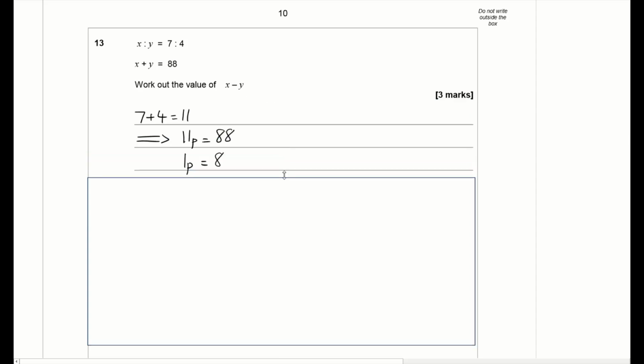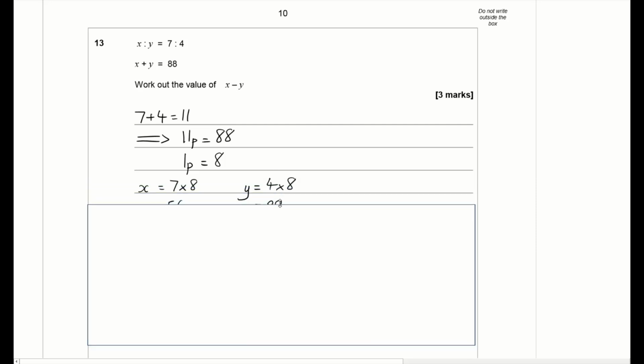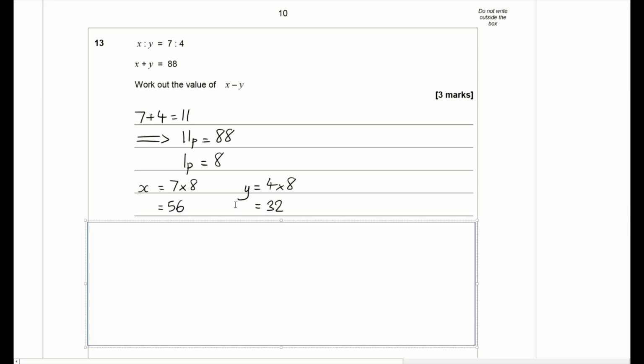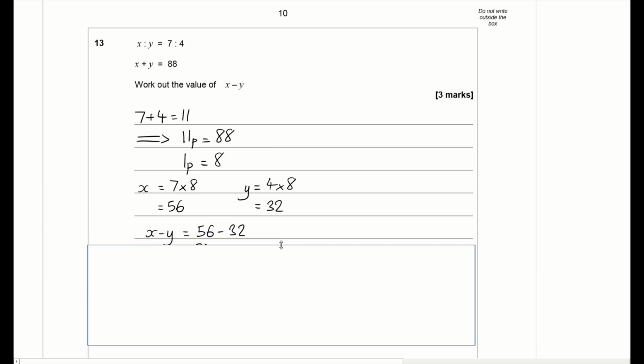Now when dividing a ratio, if you sum the parts, 7 add 4 is 11, that means 11 parts must be 88. Dividing by 11, one part will be 8. So you can now work out respectively what x and y are. We only need to work out what x minus y is, but we still need to know what x and y are individually. x will be 7 times the 8 because x was 7 parts, which is 56. y is 4 times the 8, y was 4 parts, which is 32. The value of x minus y will be 56 minus 32, which equals 24.